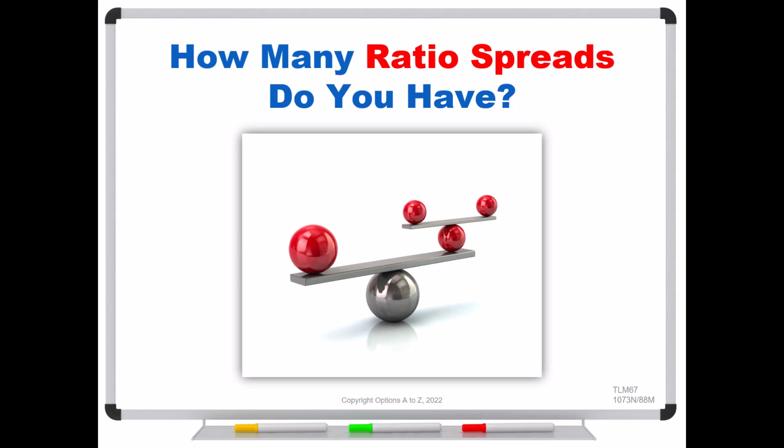I received an email from one of our traders asking, how do you figure out how many ratio spreads you have? He was asking because he was trying to enter an order. Many of the brokers are going to require that you specify how many spreads you have. Some will do it automatically, but if you have to name the number of spreads, it's not always an easy task.